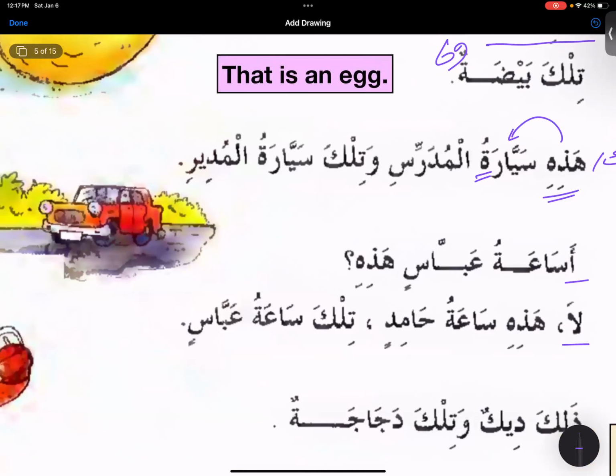Okay, now next one. Tilka sayyaratul mudiri. Translation? And that is the car of the manager, the headmaster, the principal. Yes, mudir is principal. And that is the car of the principal, because it is al. Because this is mudaf ilayhi, right? And the "of" should come in between. And that is the car of the principal.